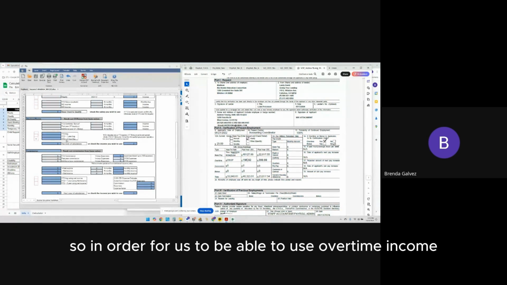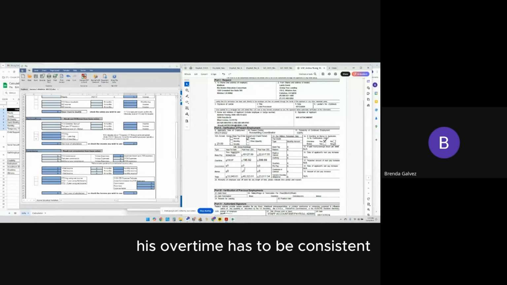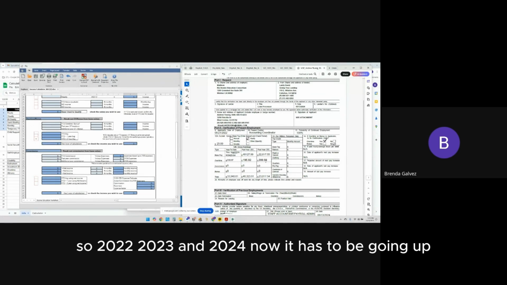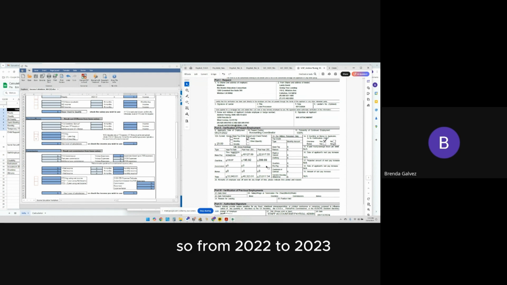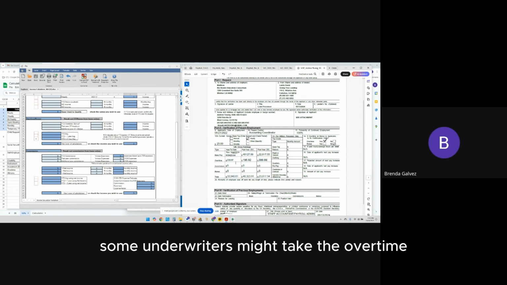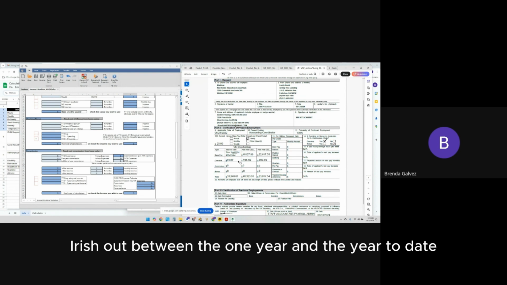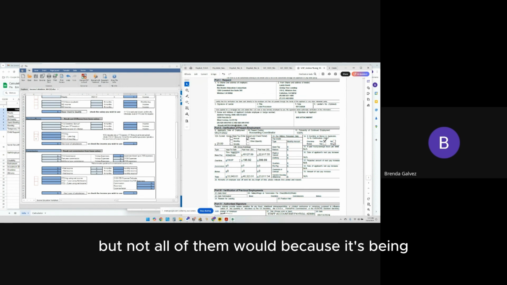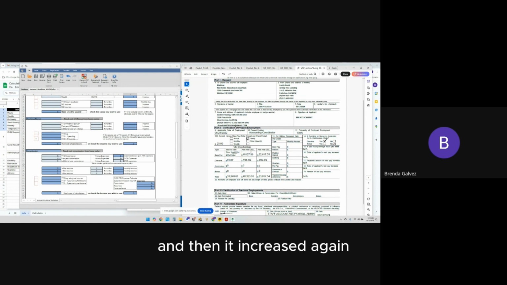So in order for us to be able to use overtime income, his overtime has to be consistent and it has to increase. So 2022, 2023, and 2024, it has to be going up. From 2022 to 2023, it decreased and then it increased. So we can't use his average two years overtime income. Some underwriters might take the overtime averaged out between the one year and the year to date, but not all of them would, because it's showing that it decreased and then it increased again.